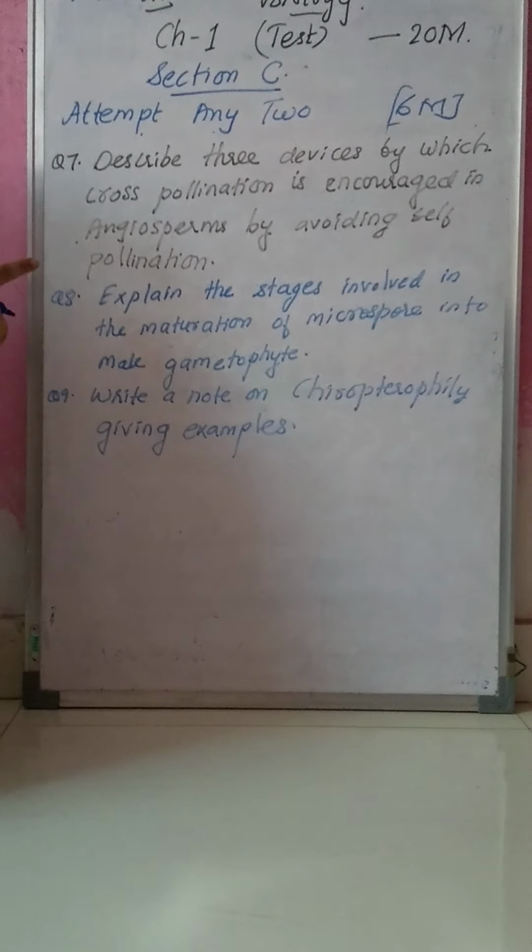Next section is section D. In section D, the questions are for 4 marks, which means these are all long answer questions. See here, attempt any one. Out of these 2 questions, you have to attempt any one. That is for 4 marks. So first question is question number 10 for 4 marks.